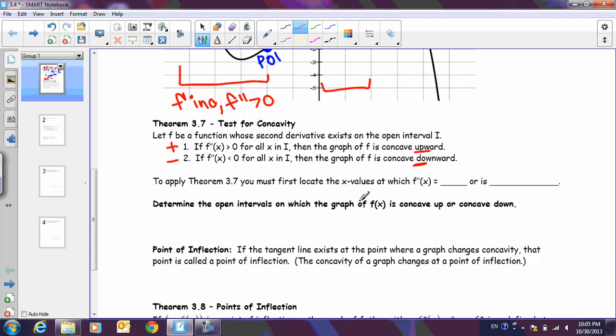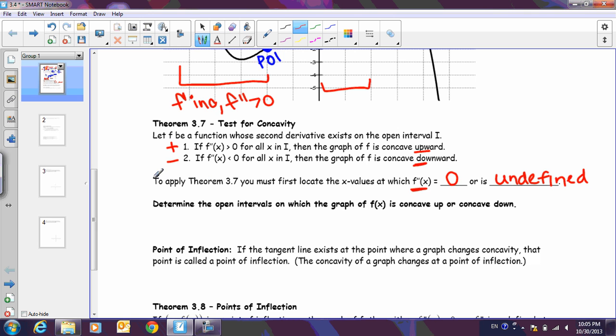Well, when the graph is between concave up or concave down, or when f double prime is between positive and negative, in other words 0 or undefined, these x values are going to separate our intervals. This is kind of like critical numbers, but critical numbers were with f prime. This is for f double prime.